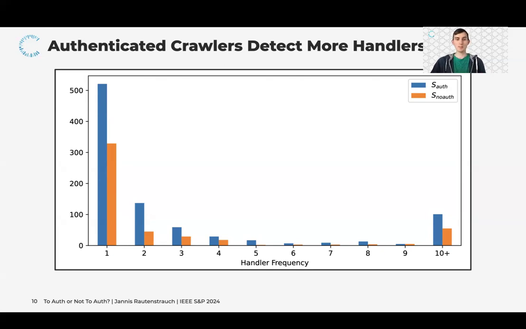However, we also saw that some handlers occurred a lot of times on different websites or on different sub-pages of the same websites. These were mostly due to third parties such as Google Analytics. The second thing we can see here is the authenticated state sees many more post-message handlers. So regardless of the handler frequency, the blue state, which is the authenticated crawler, always detected many more handlers.